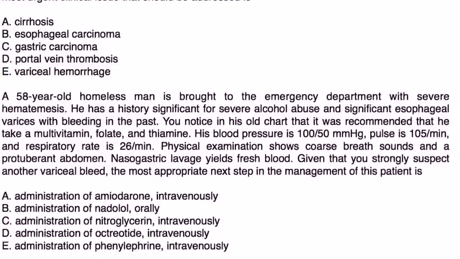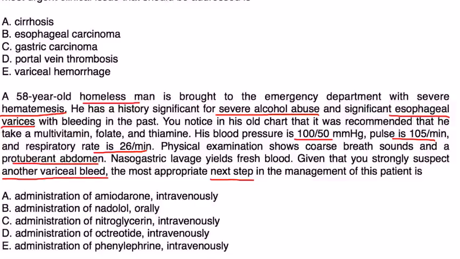The next question. 58-year-old homeless man is brought to the emergency department with severe hematemesis. He has a history significant for severe alcohol abuse and significant esophageal varices with bleeding in the past. You notice in his old chart that it was recommended that he take a multivitamin, folate, and thiamine. Blood pressure is 100, pulse is 105, respiratory rate is 26. Physical exam shows coarse breath sounds and a protuberant abdomen. Nasogastric lavage yields fresh blood. Given that you strongly suspect another variceal bleed, the most appropriate next step in the management of this patient is?